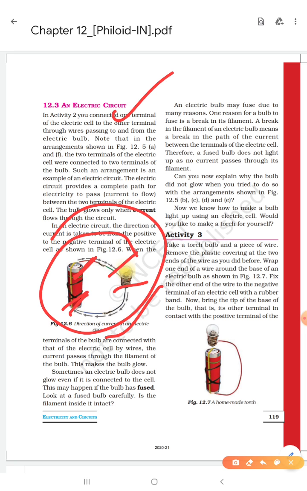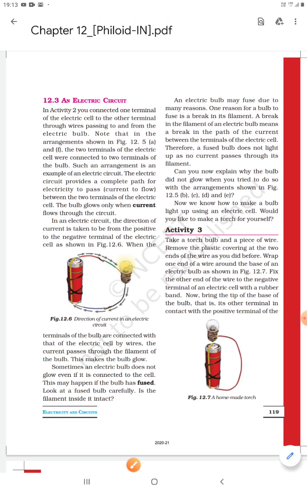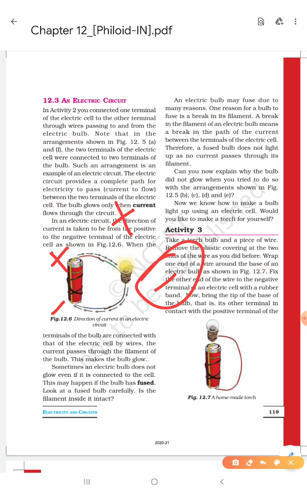The electric circuit provides a complete path for electricity to pass between the terminals of the electric cell. The bulb glows only when current flows through the circuit. This is a very important point. And this is also a very important point: current always flows from positive to negative direction. This is the positive terminal of the cell and this is the negative terminal of the cell, and we have connected these wires to the electric bulb. Always remember that current flows from positive to negative direction, like this.